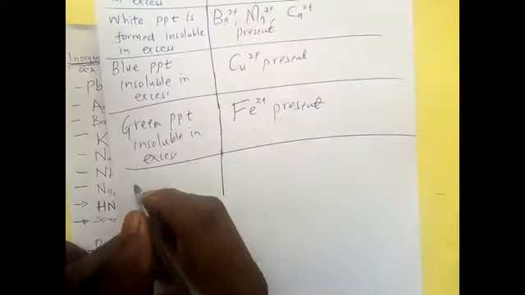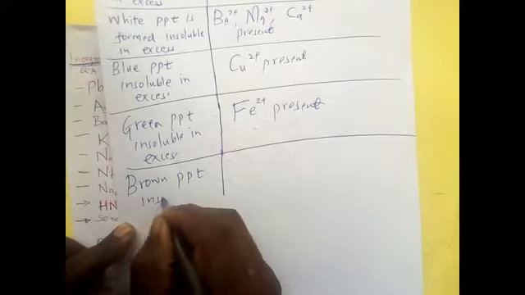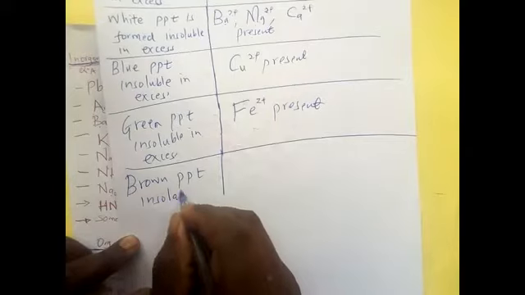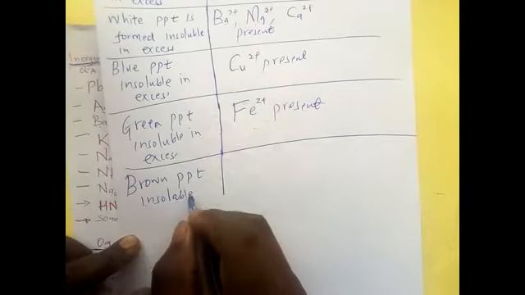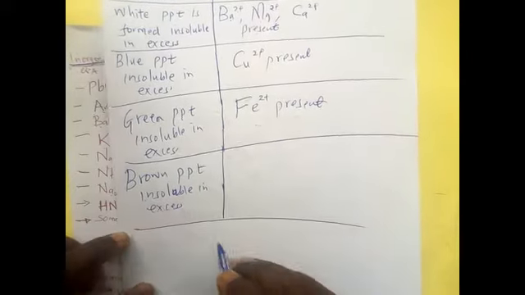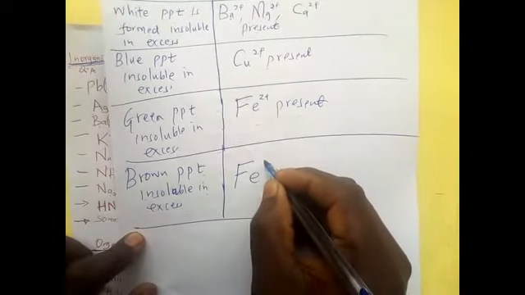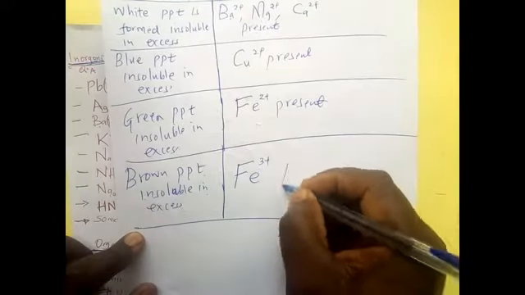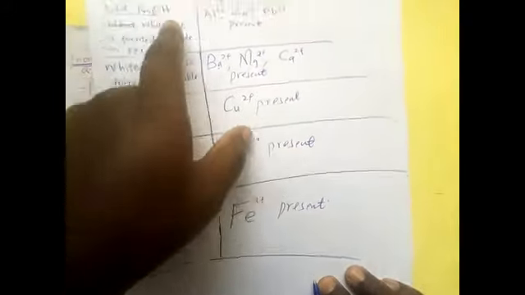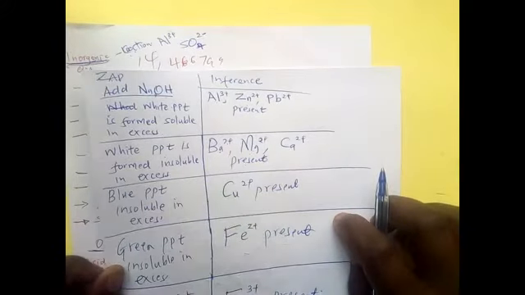Lastly, a brown PPT insoluble in excess. A brown precipitate insoluble in excess actually confirms that iron 3 ions are present. So we are done with sodium hydroxide as a reagent. These are what you are expecting when you are using sodium hydroxide.